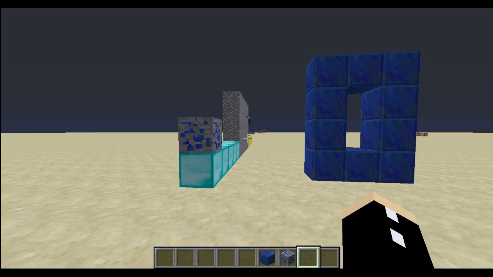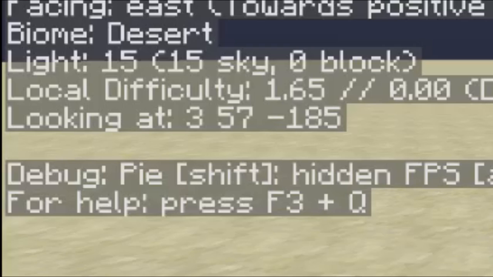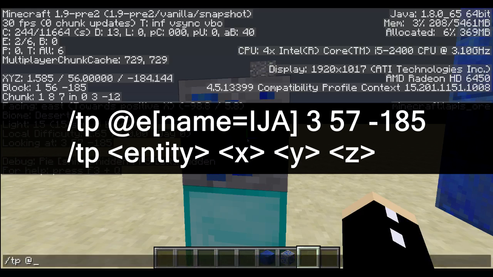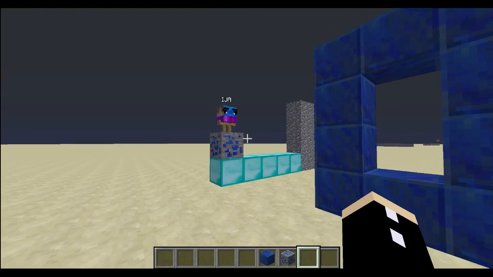Yay! The second way to get IJA back to his destination is to find out the original coordinates X, Y, and Z of this block here. So I'm going to press F3, see where it says looking at, and type that in. /tp @e[name=IJA]. This is case sensitive, and I'm going to type 357 -185. Press enter, and bam, he is back to his original location.